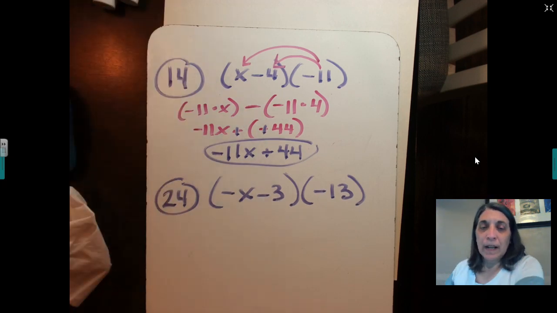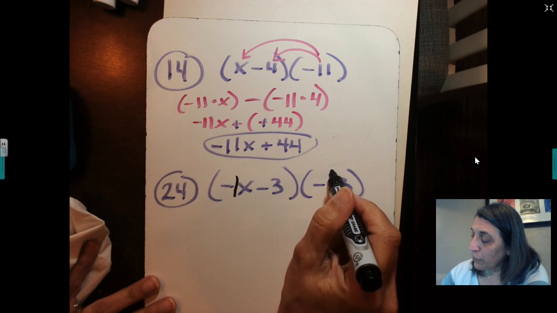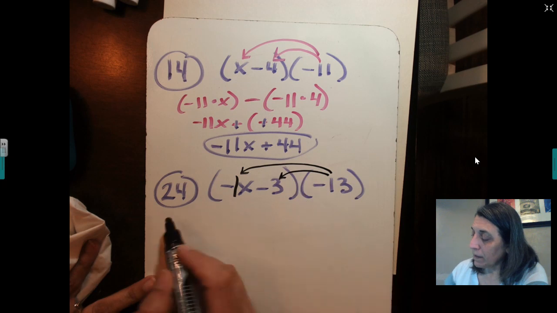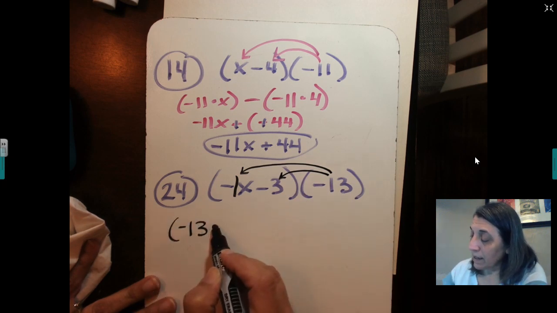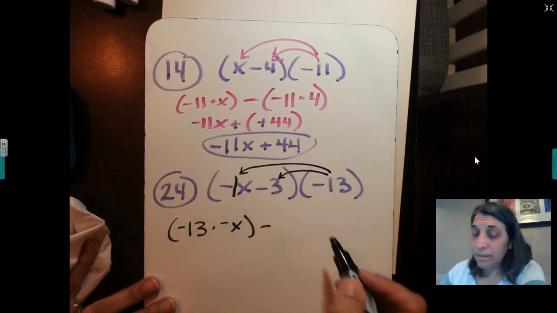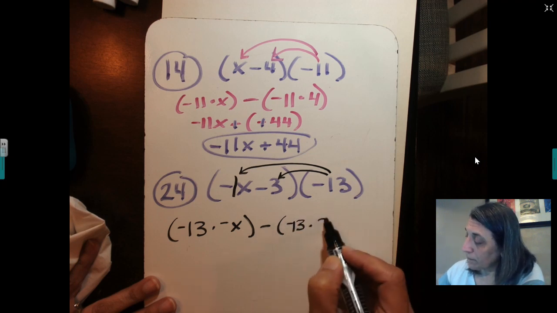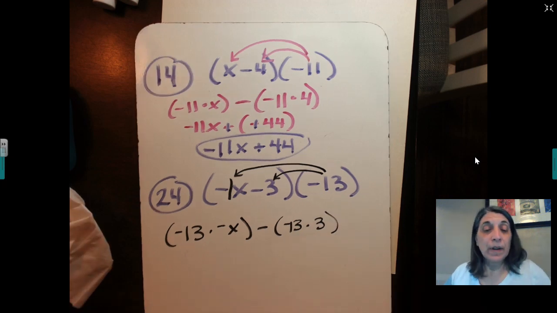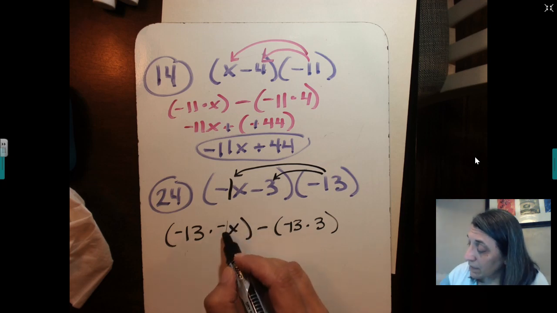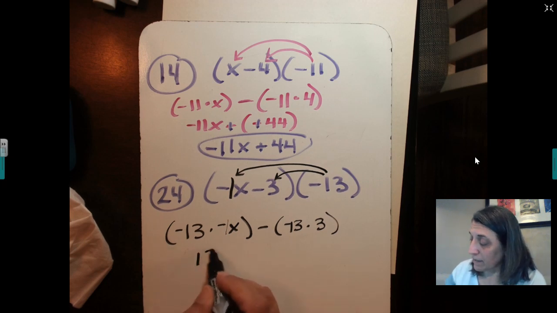Okay, last one. Got an extra negative here. Again, here's that invisible 1 in front of the x. So I'm going to do negative 13 times a negative x, and then a negative 13 times the 3. So I'm going to write it out. Negative 13 times a negative x minus, remember there's that minus sign, a negative 13, times a 3. Okay, so now a negative 13 times a positive, if this was a 1, a negative times a negative is a positive, right? So this just becomes 13x.